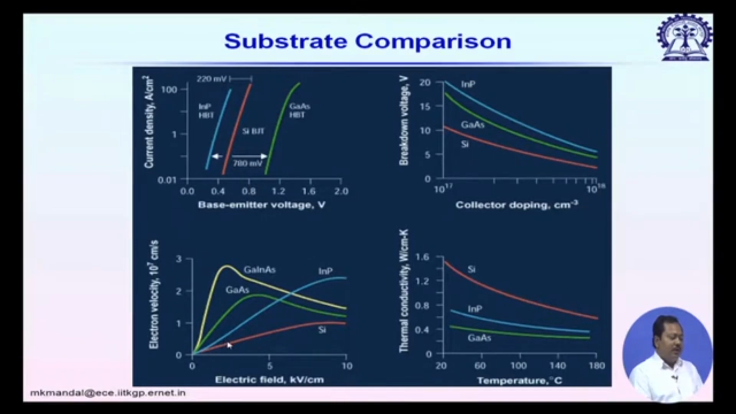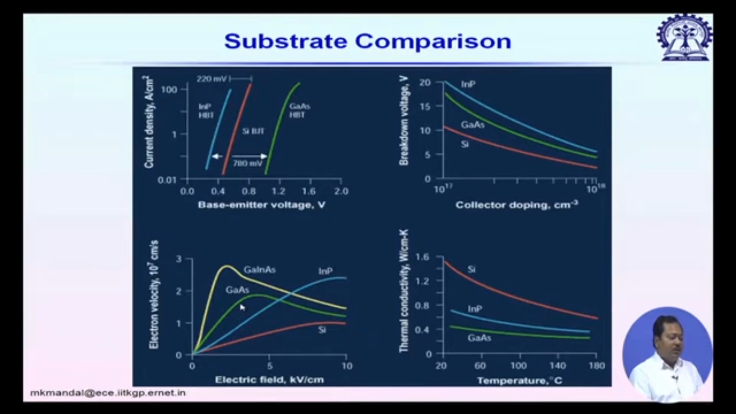Now, the electron velocity versus electric field. So, you can see here, as I discussed before, that electron velocity is a function of applied electric field. For silicon or indium phosphide, if we keep on increasing electric field, initially electron velocity increases, but at some point it reaches its maximum value. We call that the saturation electron velocity.